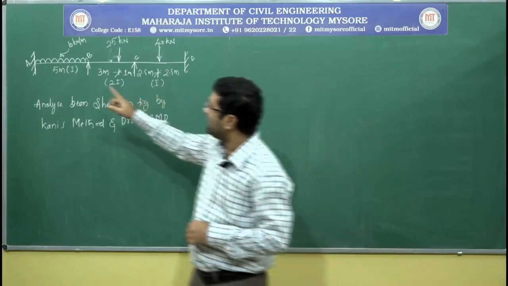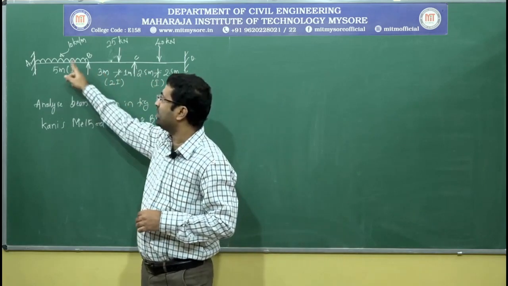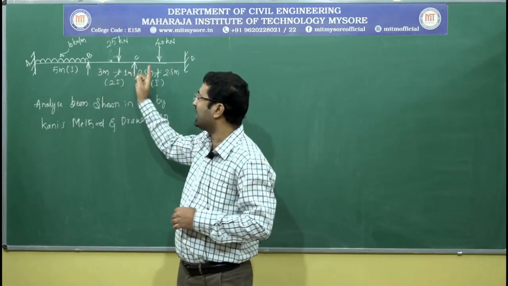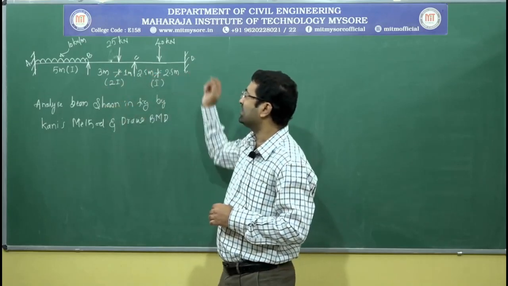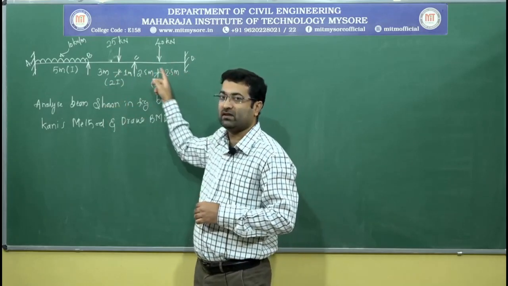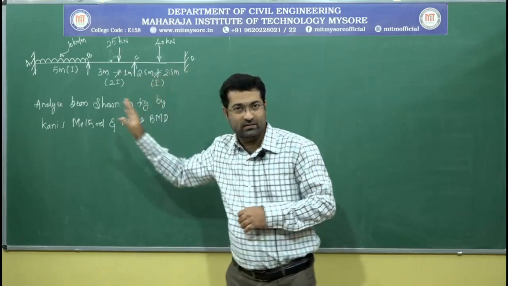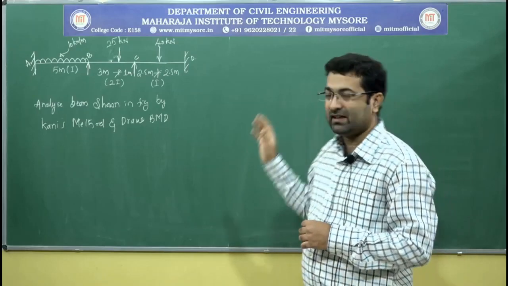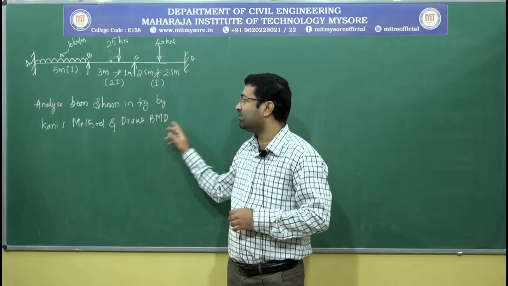Here you can see the variation of the I value is there. So for the span AB, the I value, that is moment of inertia, is I, and for span BC the moment of inertia value is 2I, and for CD span the moment of inertia value is I. We have to analyze this beam by using Kani's method, and we need to draw the bending moment diagram.